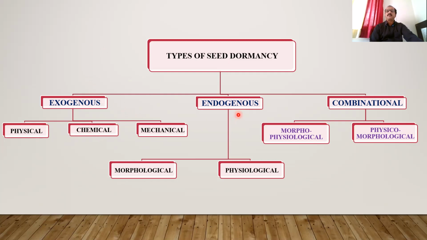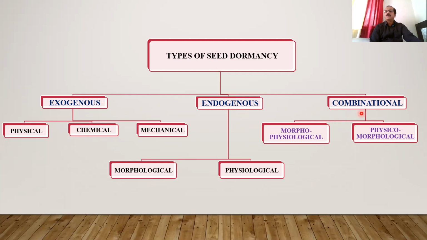Whereas endogenous seed dormancy refers to the dormancy which is due to the internal factors, that is the factors which are present inside the embryo itself. So when the embryo is responsible for seed dormancy, then it is called endogenous dormancy. It is called embryo dormancy. And it may be morphological dormancy, that is due to some morphological defects in the embryo, or it may be due to physiological defects or physiological disturbance in the processes which are occurring inside the embryo. So these are called endogenous dormancy.